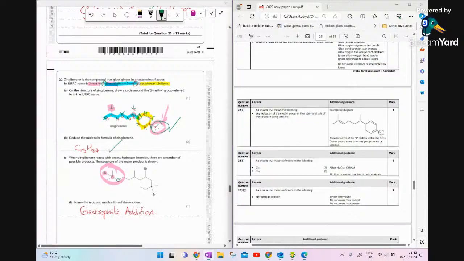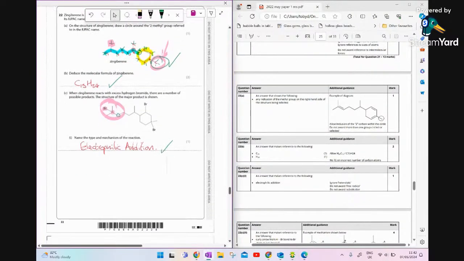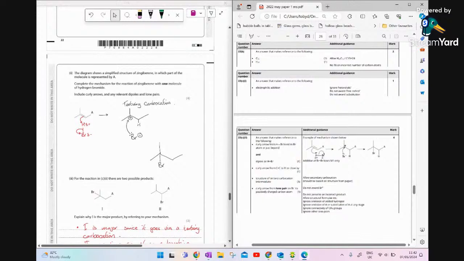C15H24, boom. Electrophilic addition, boom. It's getting easier now. Mechanism, nice and straightforward. Take all of those marks, 1, 2, 3, 4. They wanted the product too. Show your dipole, show your curly arrows, show the product, show the tertiary intermediate.